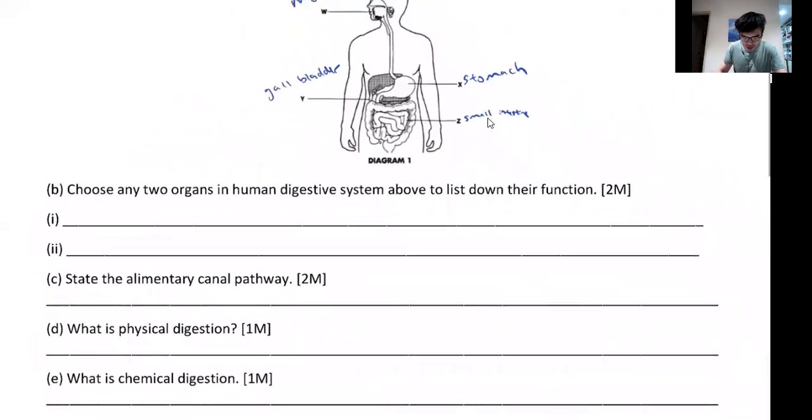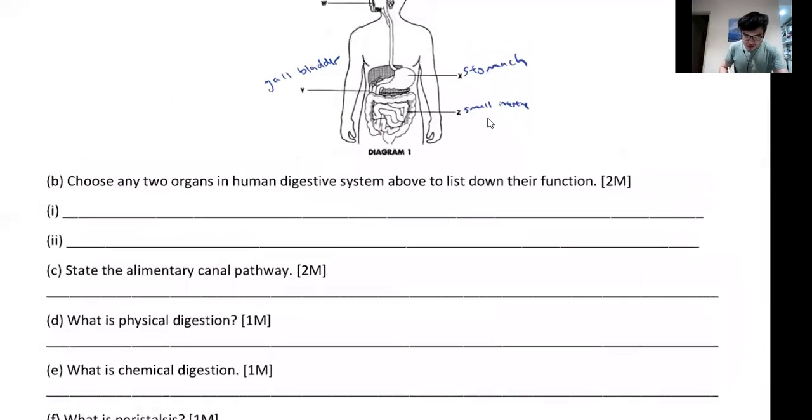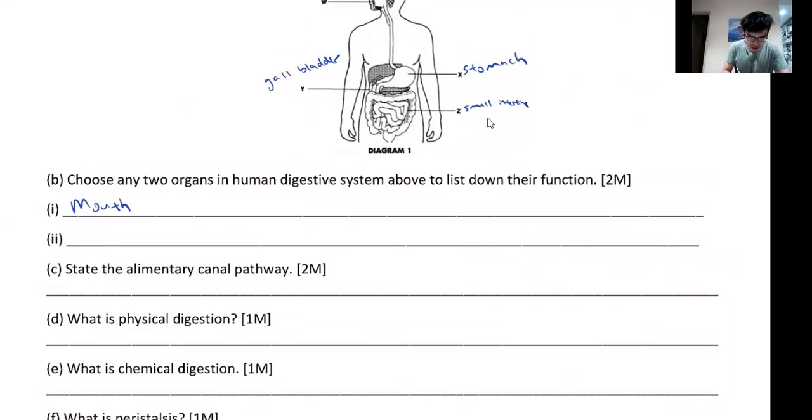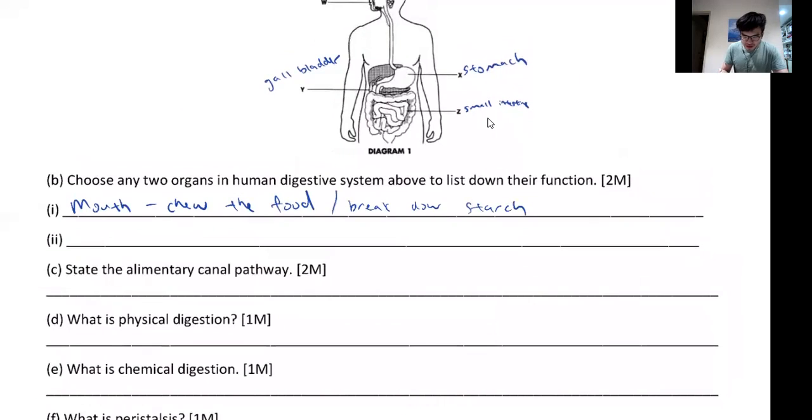So next B, choose any 2 organs and list down their function. So what's the function of the mouth? Mouth is to chew the food, or to break down food. Or if you want to go more specific, you can say it breaks down starch into maltose. This one, please go back to your notes. It's already mentioned there. Breaks down starch into maltose.